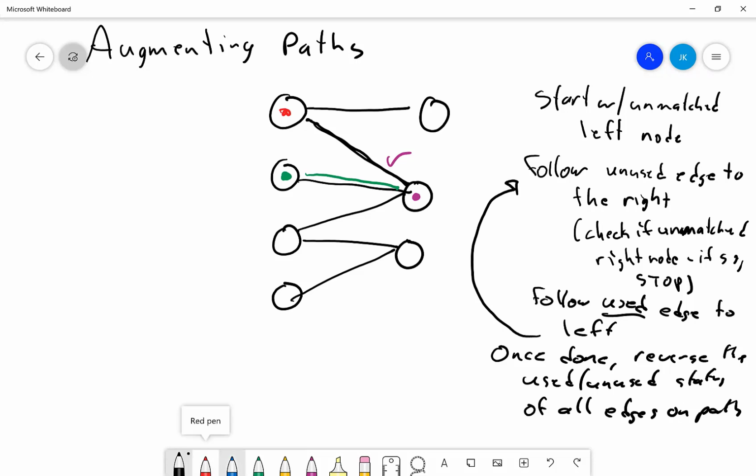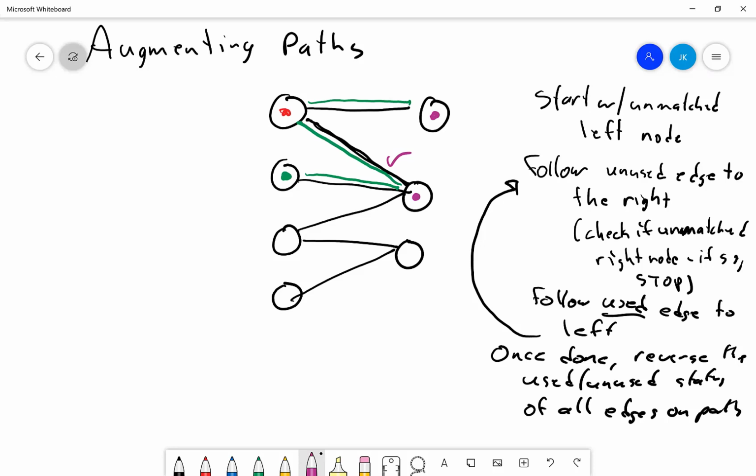So now I'm going to follow the used edge back to the left, and then I am going to follow an unused edge to the right, and hey, I made it to a final unmatched node. That's this one. Okay, so now that I've reached an unmatched right node, now I can reverse all of the stuff that was there.